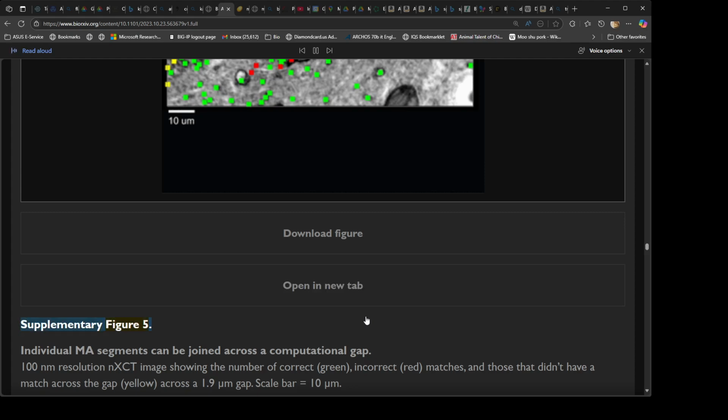Supplementary Figure 5. Individual MA segments can be joined across a computational gap. 100 nanometer resolution NXCT image showing the number of correct, green, incorrect, red, matches, and those that didn't have a match across the gap, yellow, across a 1.9 µm gap. Scale bar equals 10 µm.